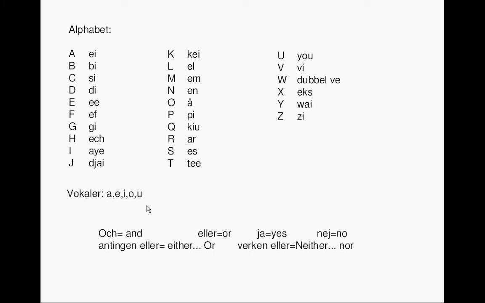Common words that we use: och is and, eller is or, ja is yes, nej is no, antingen eller is either or. Varken eller is neither nor. There comes an n before the word.